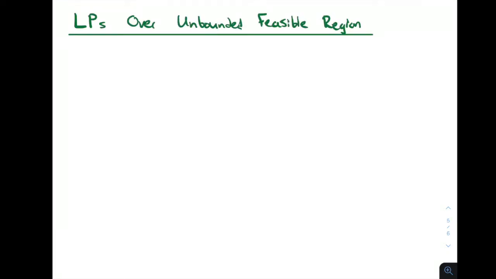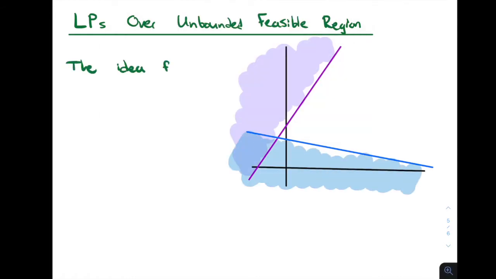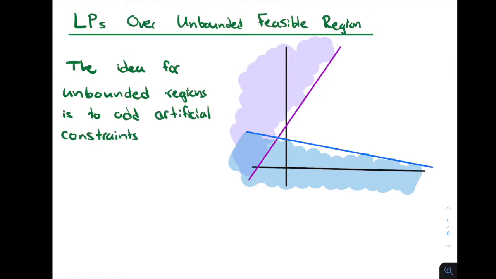The last thing we have to understand is how to work with unbounded feasible regions. The idea for working with unbounded feasible regions is that we want to add artificial constraints that make it bounded. Here I'll represent the artificial constraints with the dotted black line.